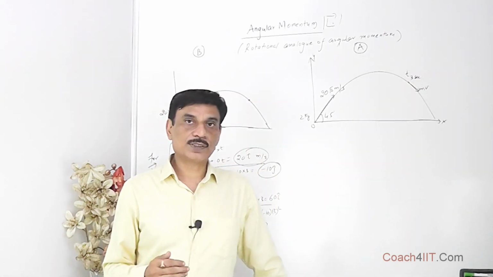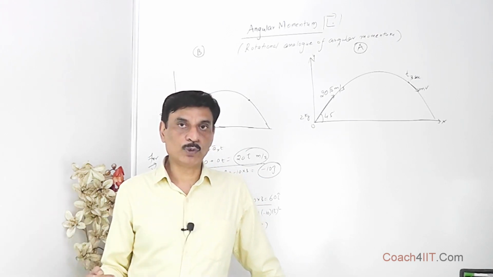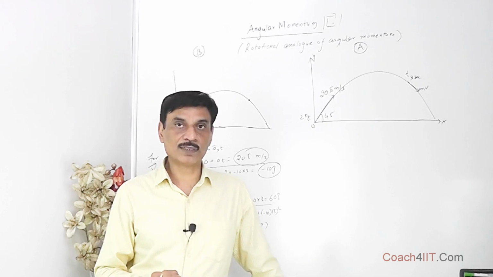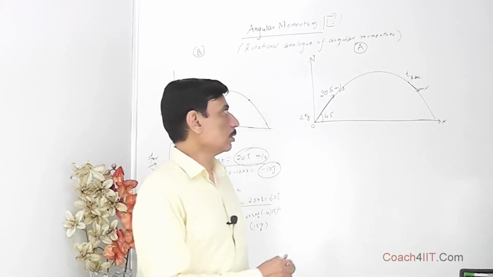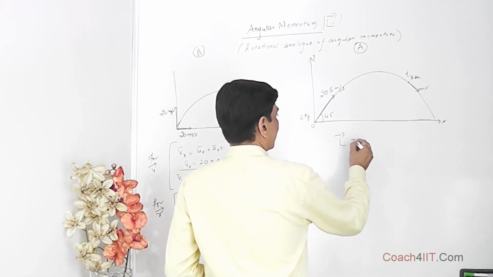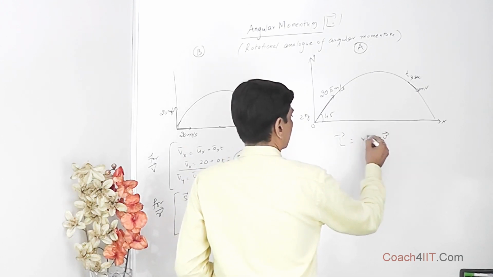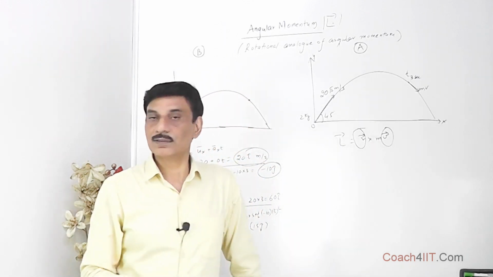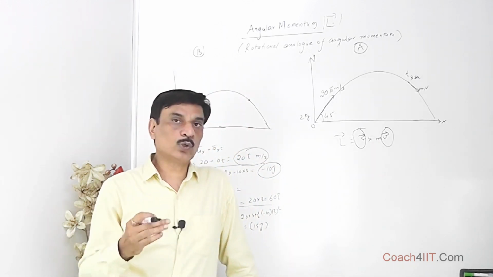So by our knowledge of projectile motion, now combined with our understanding of angular momentum, we proceed. We know that angular momentum is equal to r cross mv. So we need two things: the r vector and the v vector. How to proceed for that?